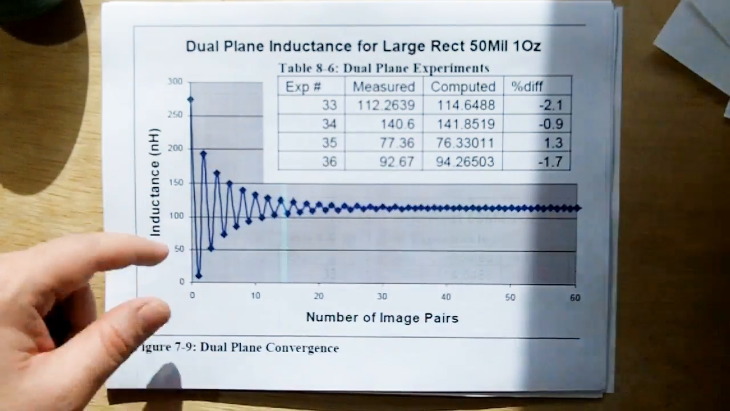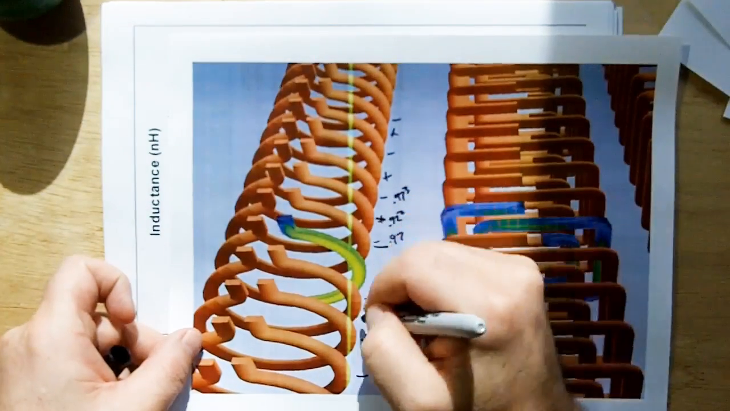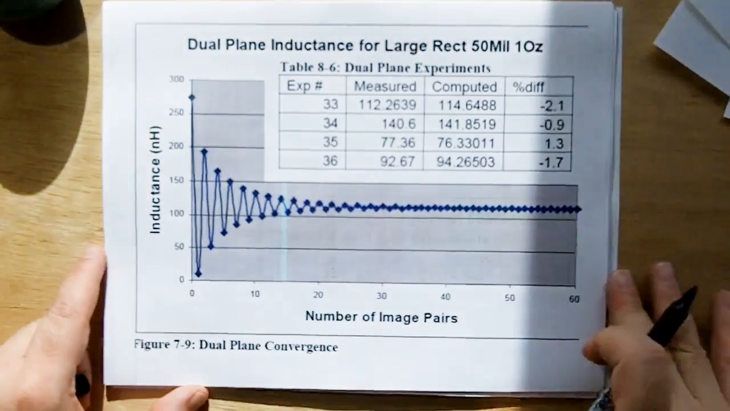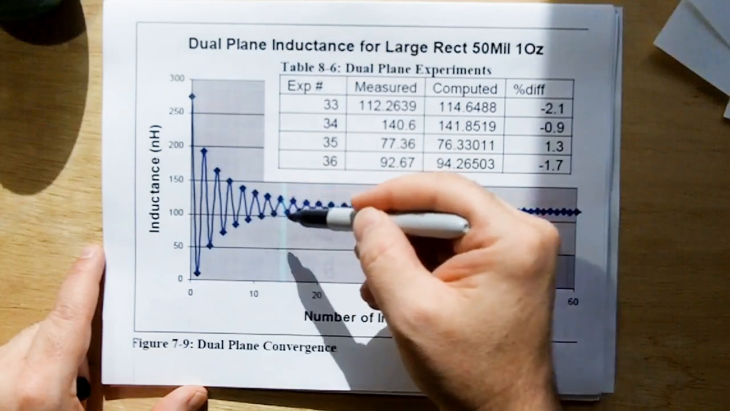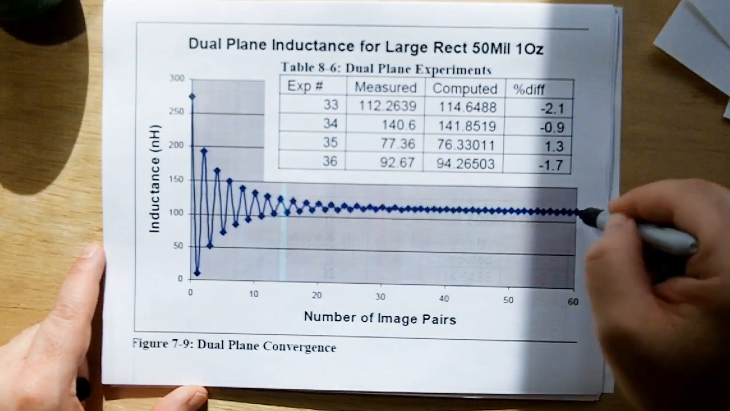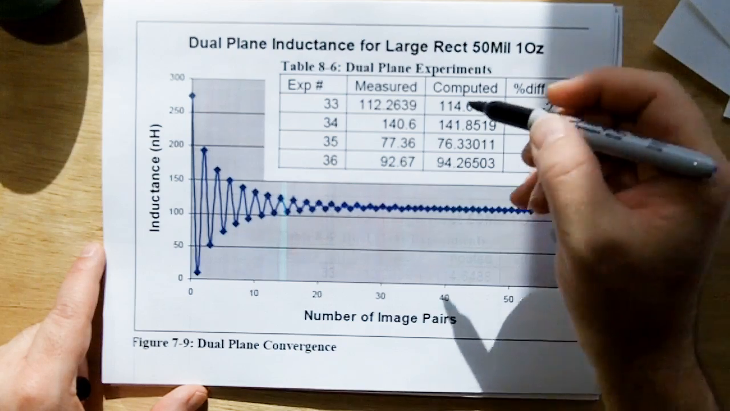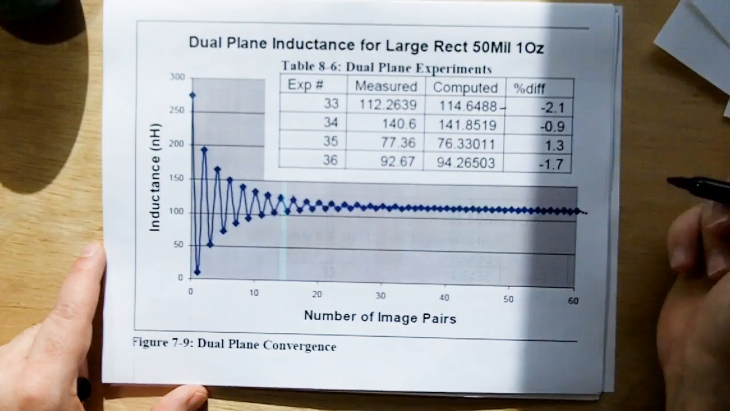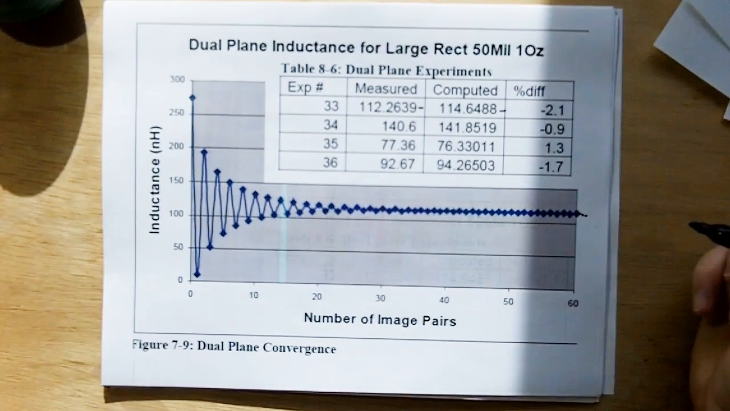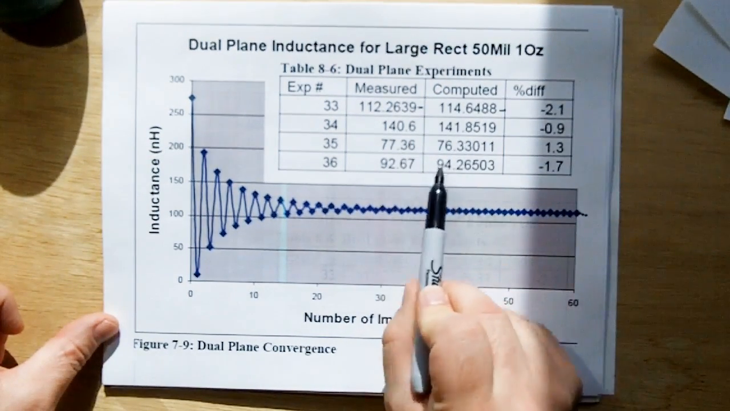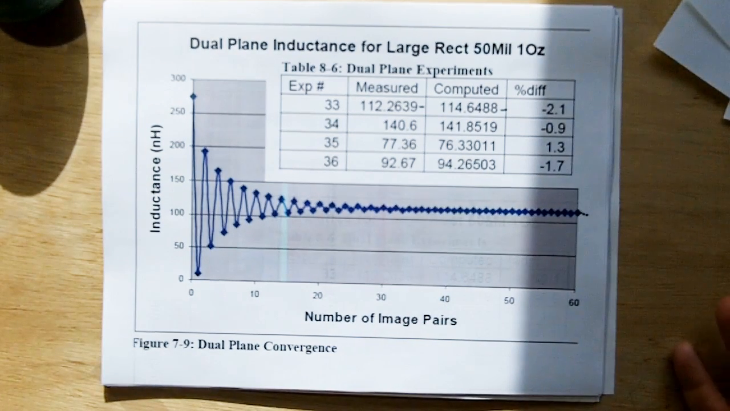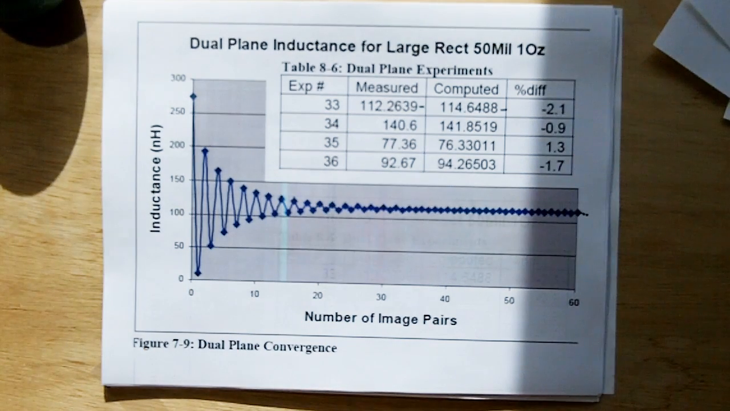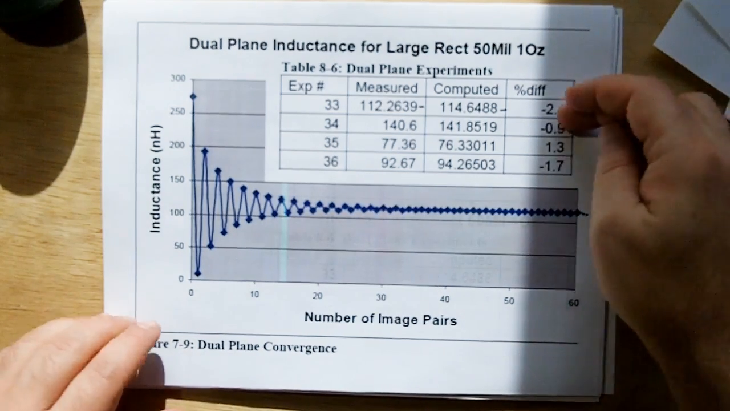This is every pair. So this would be the first pair, the second pair, and so on. And as you can see, as the number of pairs I add going out to infinity increases, it converges to a really nice number. The computed value for this experiment here is about 115. The measured is about 112, which is very, very good. Other ones came even closer. And that's pretty good, because my ability to measure isn't that good with the Agilent LCR meter. A 2% measurement error is well within the precision of the instrument. The instrument's probably around 3%.